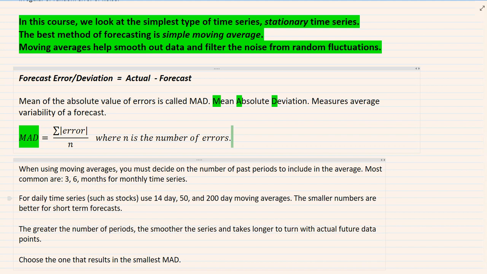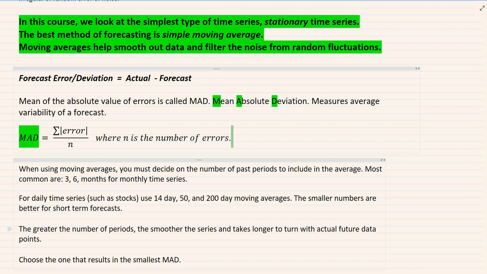Now, one thing you should note here also is that the larger the number of periods, the smoother the series is, and it takes longer for the series to turn with the actual future data points. Because again, remember, this is a trailing average. If you do a 200-day moving average, what happens tomorrow doesn't immediately reflect in the average, because there are 199 other days to average.